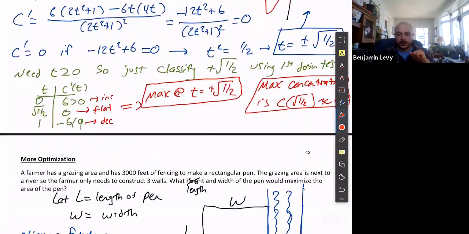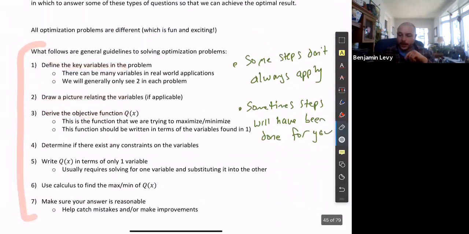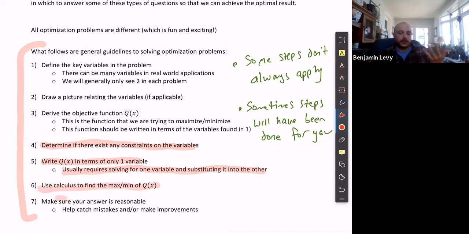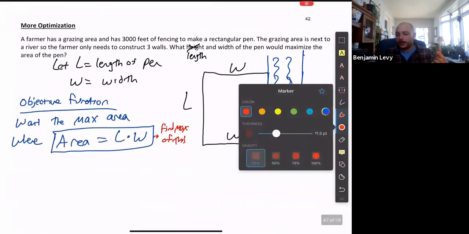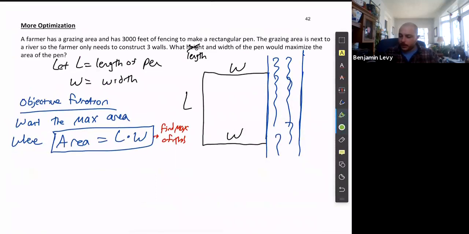And so let's go back to the instructions here. You can see that the next couple steps are to figure out if there are any constraints, which we do have. And then we use those constraints to write the objective function with just one variable, because we currently have two, L and W. We want just one so we can take the derivative. Because once we have that, we can just find the max using calculus, right? And just double check our answer, make sure it sounds reasonable. So do you see what I'm saying here? We currently have two variables, but we're going to use our constraint to rewrite it in terms of just one. And so our constraint in this case is that we have 3,000 feet of fence.